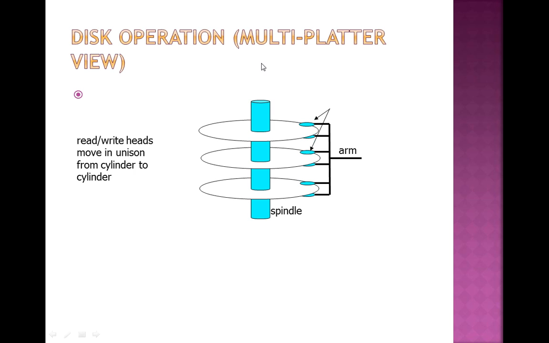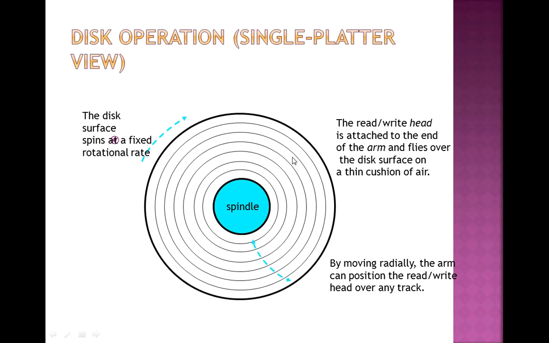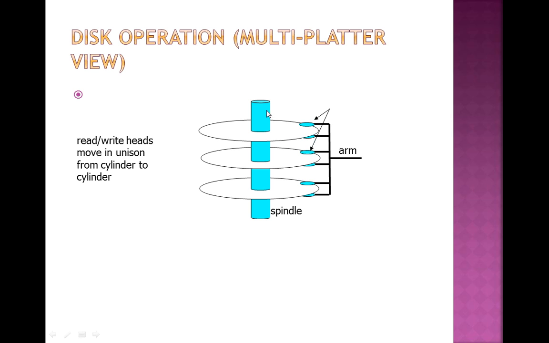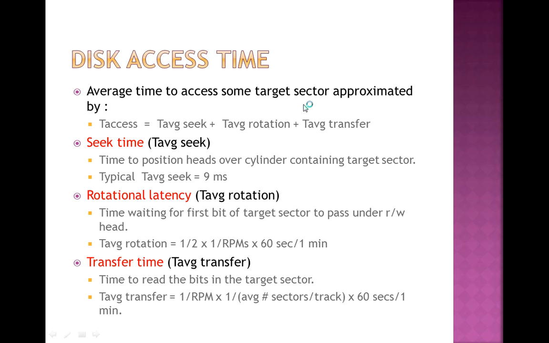Next, this is your disk operation. This is a multi-platter disk; this is only one platter. This is one arm. Then disk access time, that is, what is the time required, or what is the average access time for the target sector.